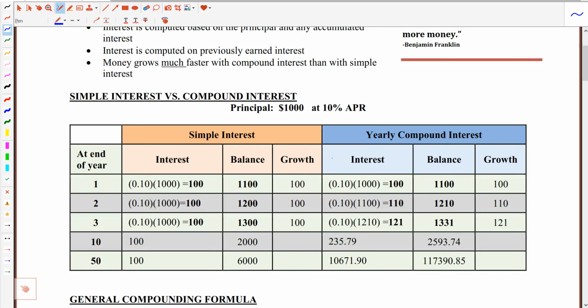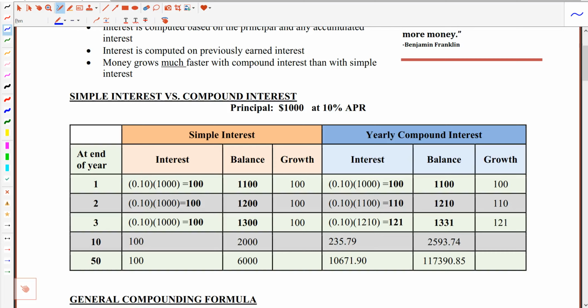In this scenario, there is an investment of $1,000, and we'll just say this investment is going to be at 10% APR. Now for this example, this is going to be considered to be money that's maybe deposited into an account, as opposed to it being a loan.